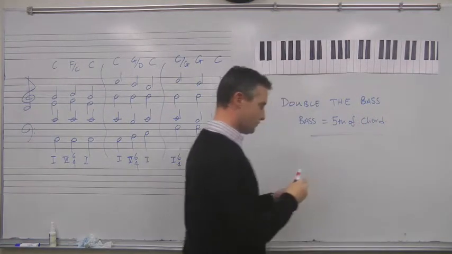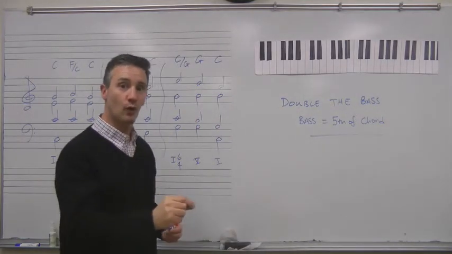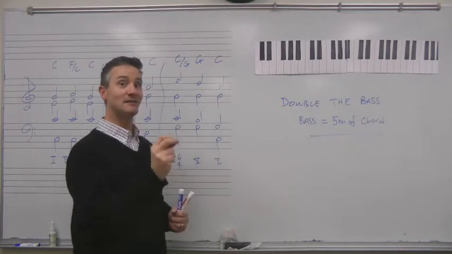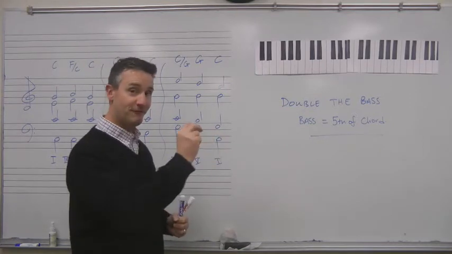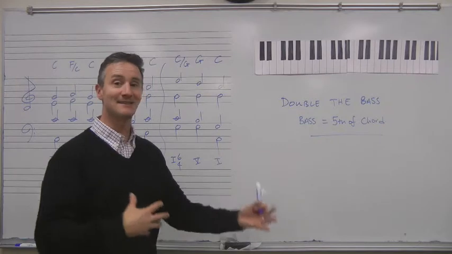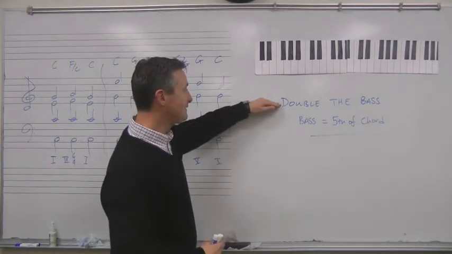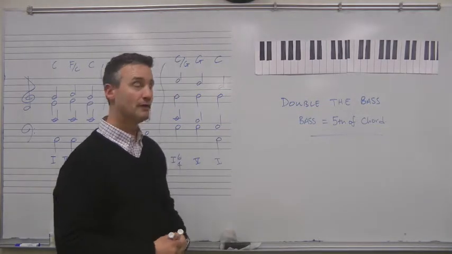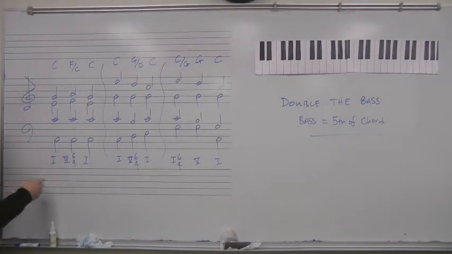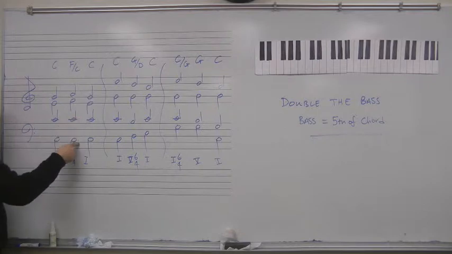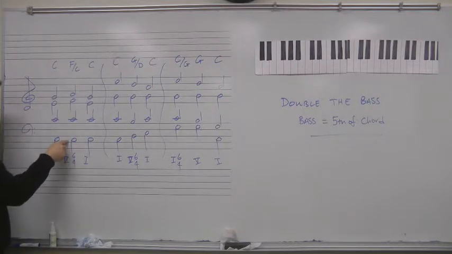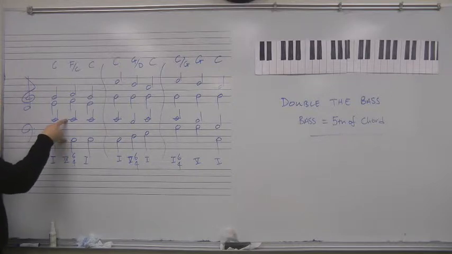Does that make sense? In a second inversion chord, you double the bass. The bass note is the fifth of the chord, so you're doubling the fifth of the chord. There are 2 ways of saying the same thing. You double the bass in a second inversion chord; the bass is the fifth of the chord. So that's what you see here. You double the bass, and the bass in an F chord over C, C is the fifth of the chord. And it is in the bass. That's what makes it a second inversion chord.